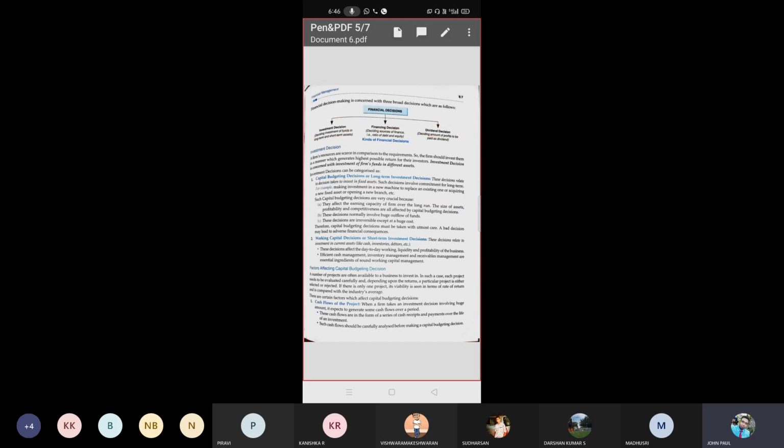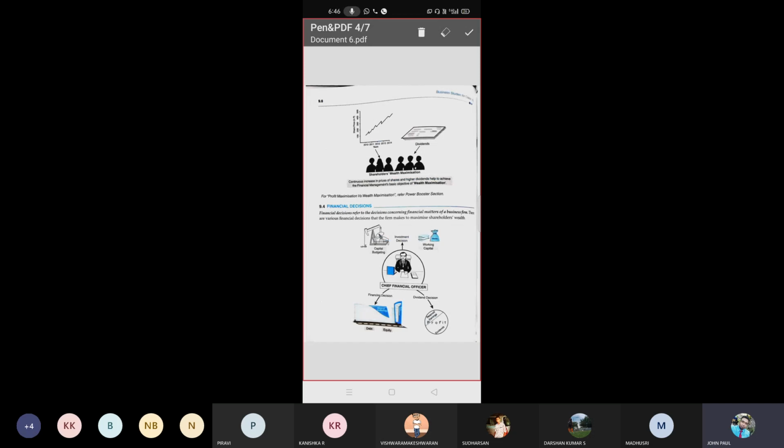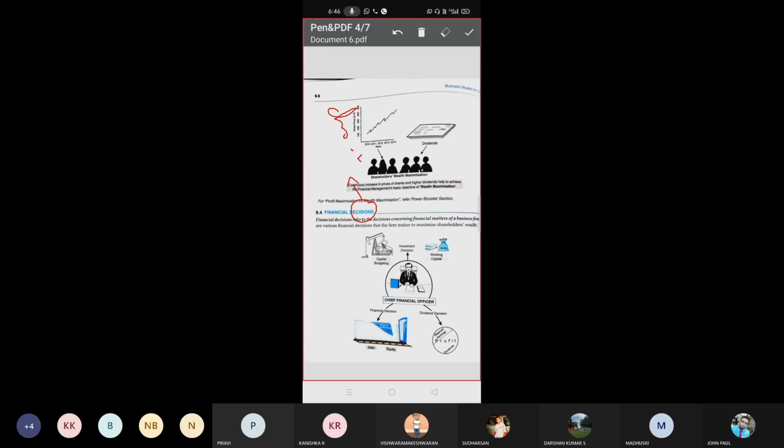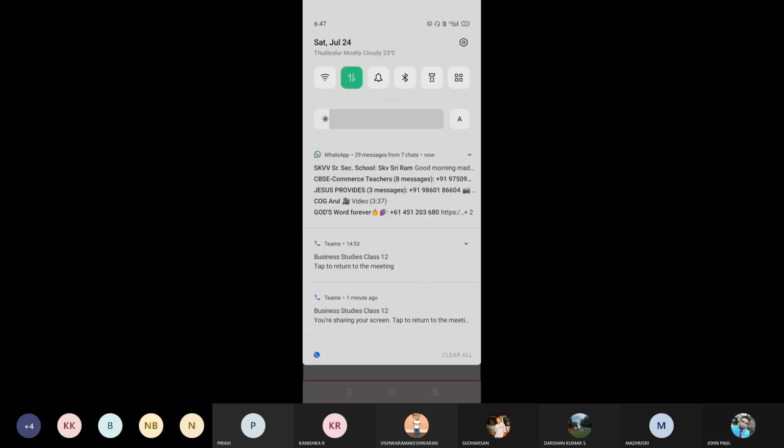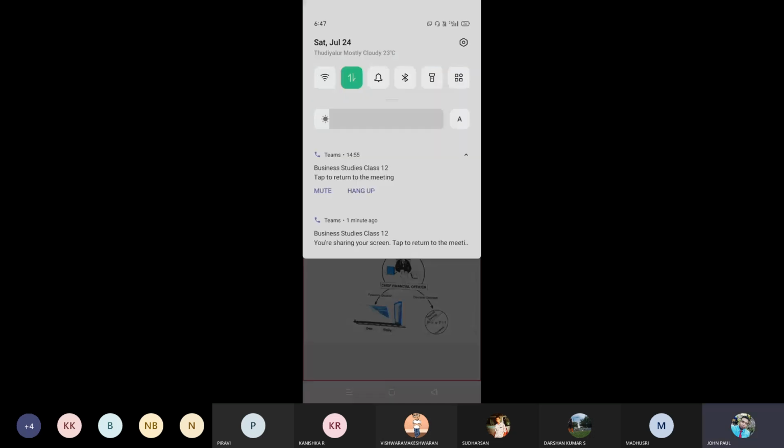So what do we mean by decision? We have already discussed decision in many concepts. It is choosing the best one from various alternatives, or various options we have: option A, B, C, D. Among these options, we have to decide one. We need to choose one, and that we call a decision. Then what is a financial decision?